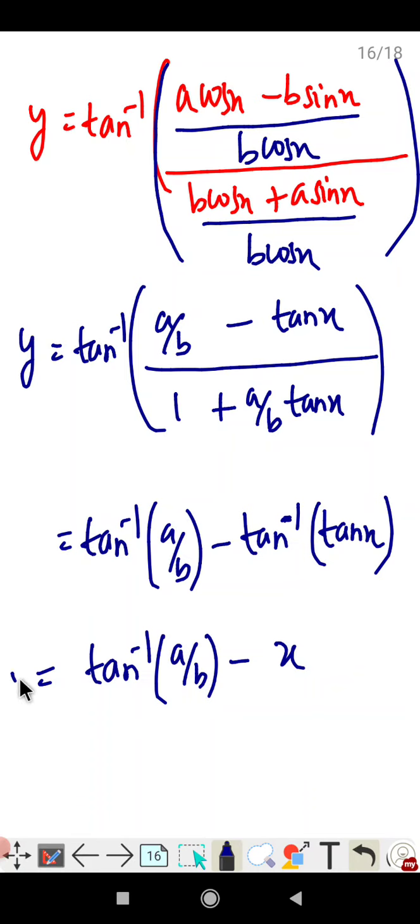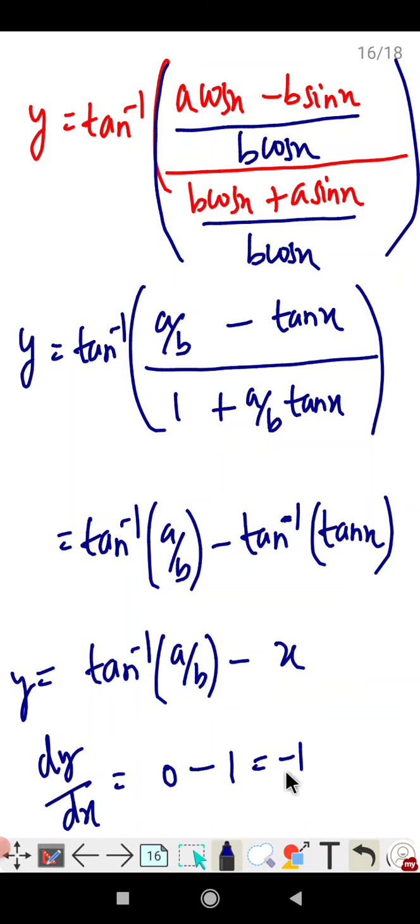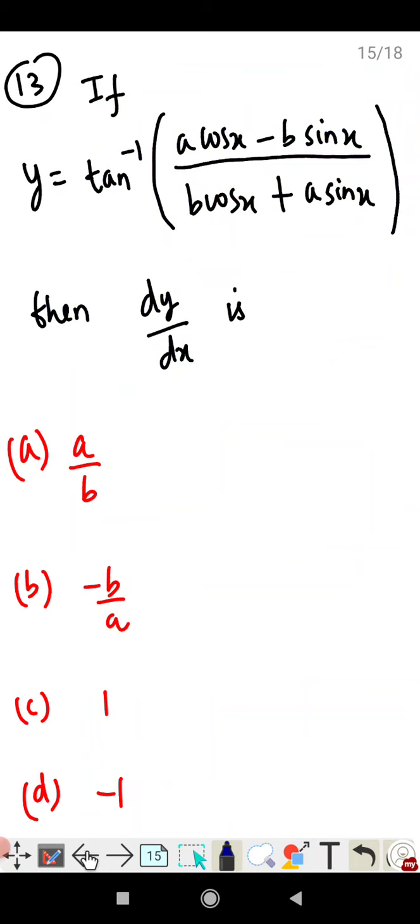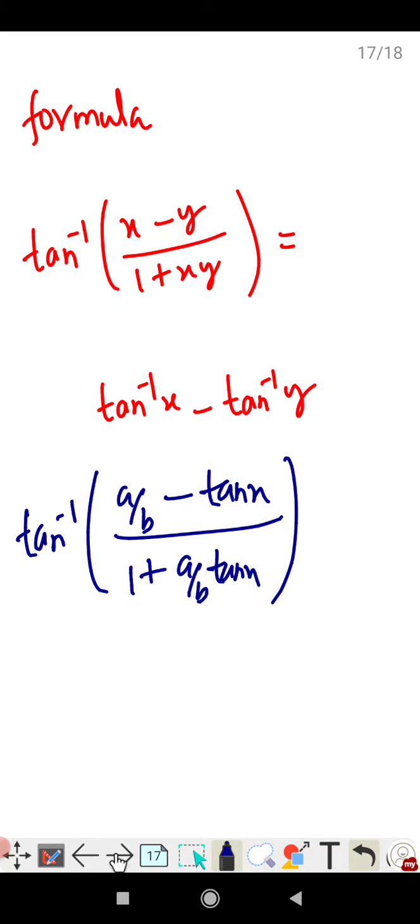So finally I am having this. What is dy by dx? Differentiation of y with respect to x: tan inverse of a by b is just a constant, and if you differentiate a constant you will get 0, minus the differentiation of x with respect to x, which is 1. Therefore dy by dx is minus 1. So minus 1 will be the correct option. Further questions we will discuss in the next part. Thank you.